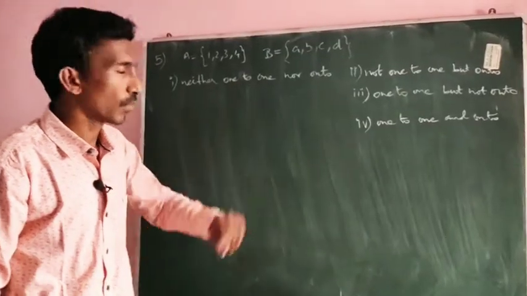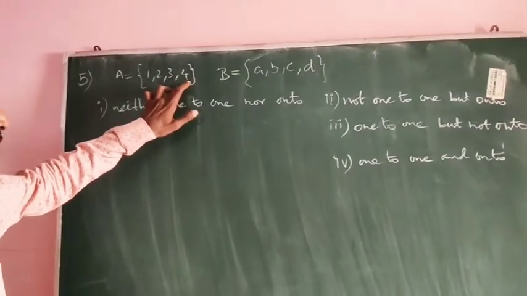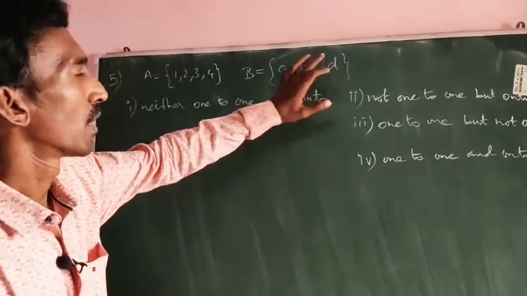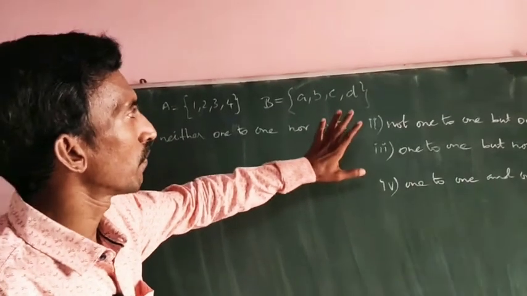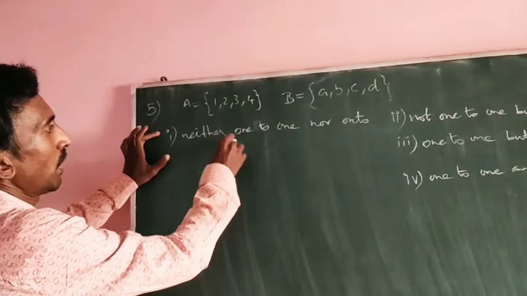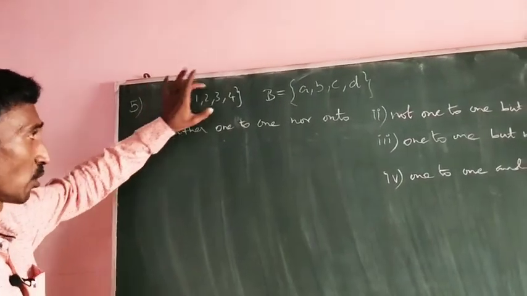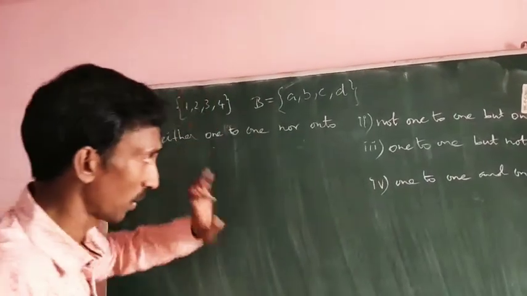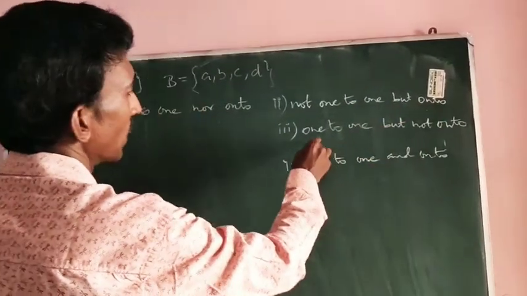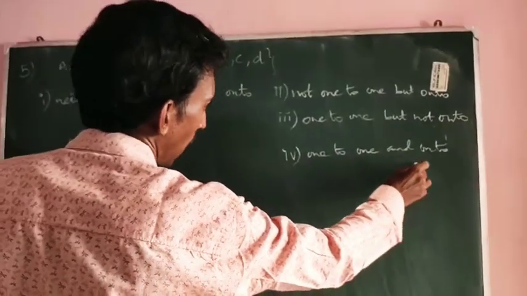Question number 5 in exercise 1.3. Let A be the set consisting of 1, 2, 3, 4 and B have the elements a, b, c, d. The question is, give a function from A to B for the following. First condition, neither one-to-one nor onto. We have to give an example using the given two sets. Second, not one-to-one but onto. Third, one-to-one but not onto. Fourth, one-to-one and onto.